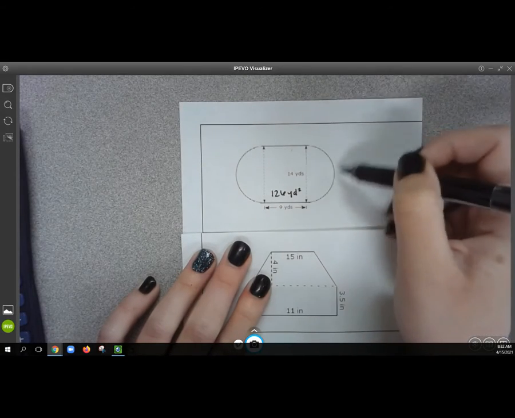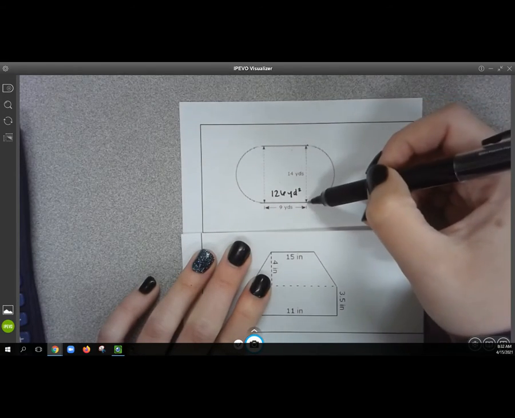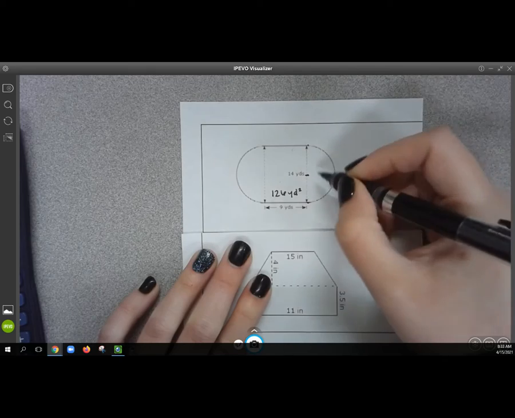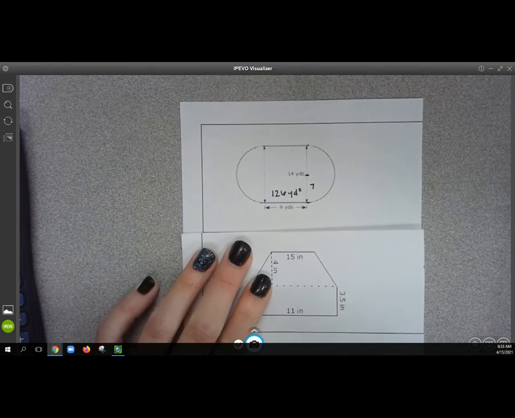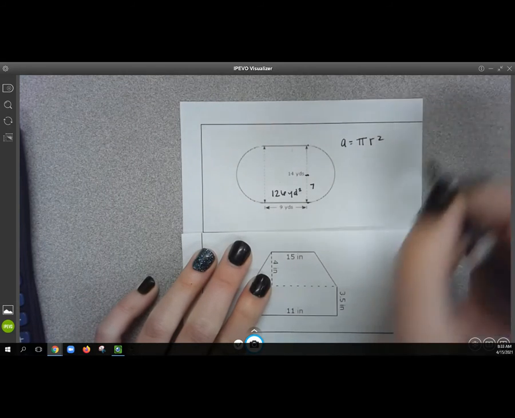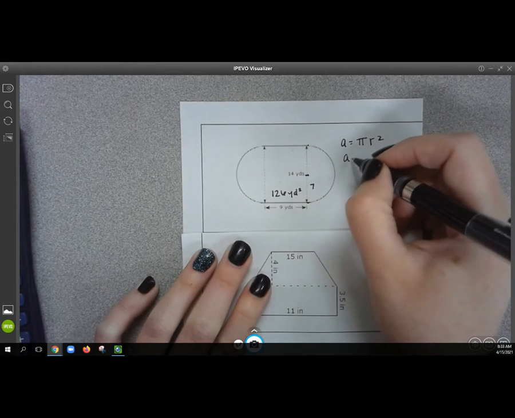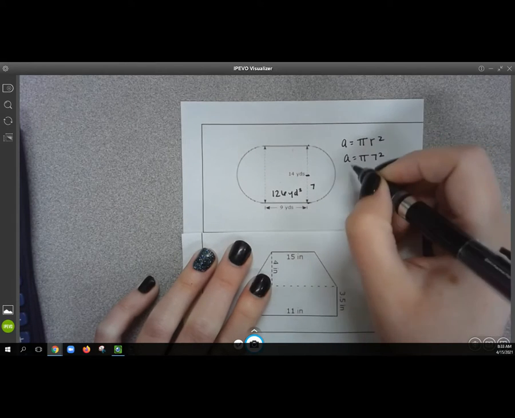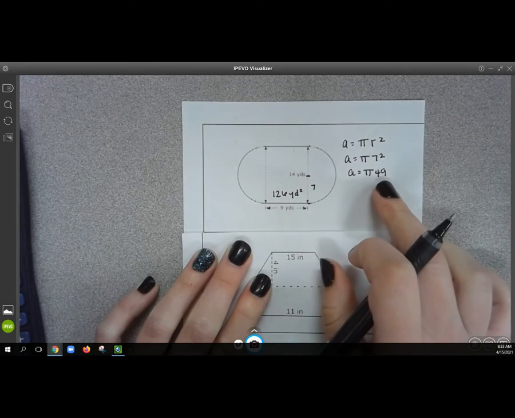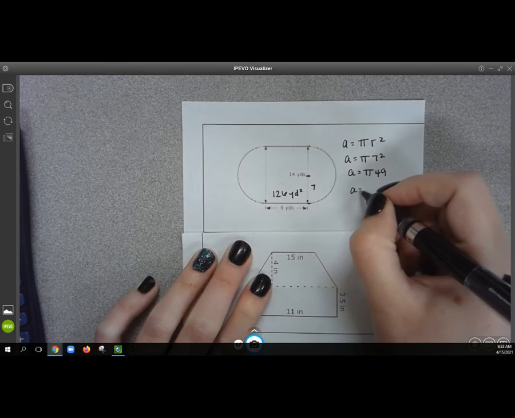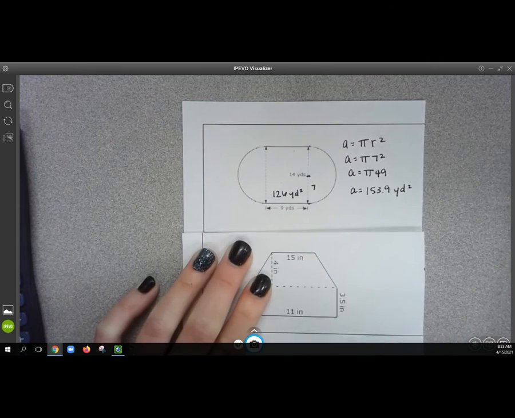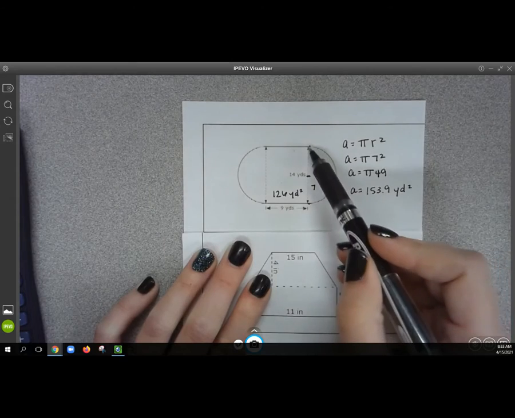Okay, well now what about these two semicircles? Well, the distance from here to here is 14. The radius is here to here, right? So that has to be 7. It's half of the diameter. We know that the area of a circle is equal to pi times radius squared. And we know our radius is 7. 7 squared is 49. So if we just plug in 49 times pi, I'm going to round to the tenths place, 153.9 square yards.